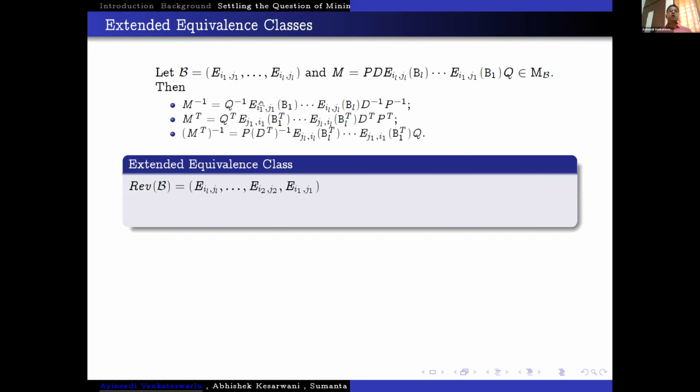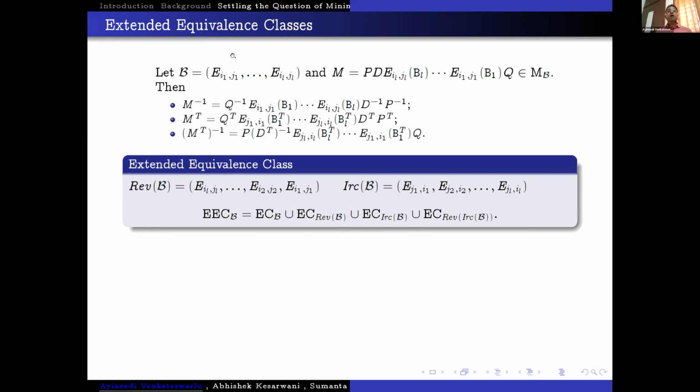Simply reversing the order of this path, you can see that this M inverse is generated by this path, and simply exchanging the column and row indices of these entries, we get that the inverse of the transpose matrix is generated by this path. So we club all these four into an extended equivalence class.